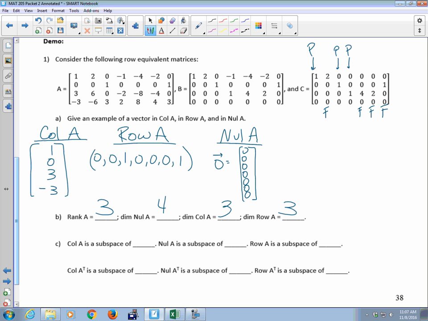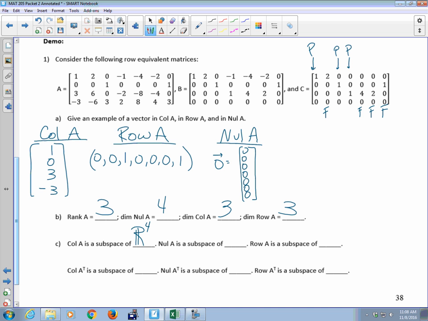Okay, so the column space of A is a subspace of R what? 4. Yeah, it's because the column space is the set of all linear combinations of the columns. That's just the definition of column space. And if you take linear combinations of the columns of A, you're going to get vectors in R4.